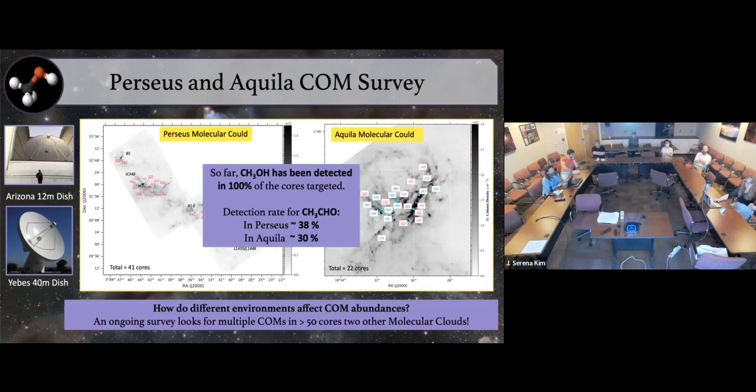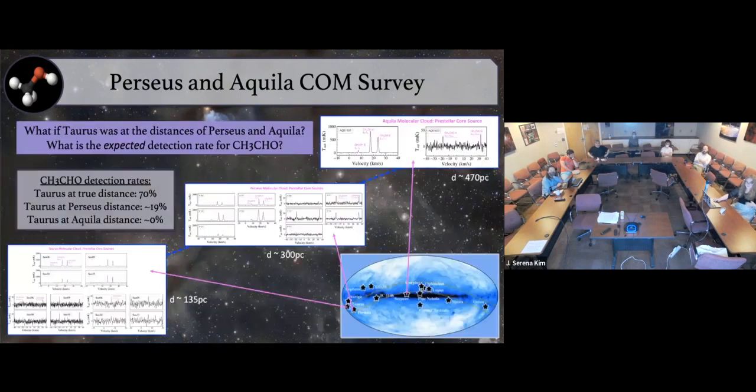Now, if you remember when I talked about Taurus, the detection rate for acetaldehyde was higher at 70%, but you also have to consider that these clouds are at different distances. Taurus is a lot closer to us, so 135 parsecs. Perseus, where we're looking on average, is 300, and then this Aquila rift, this region in Serpens, this Aquila region is like 700 or 470 parsecs away.